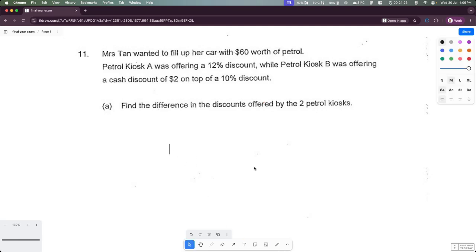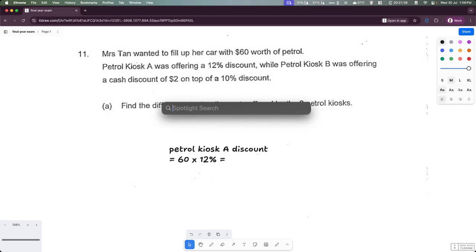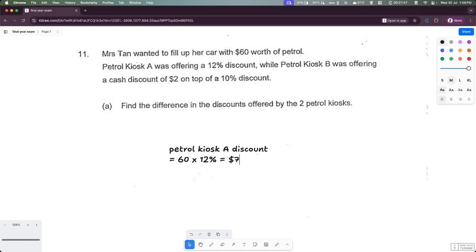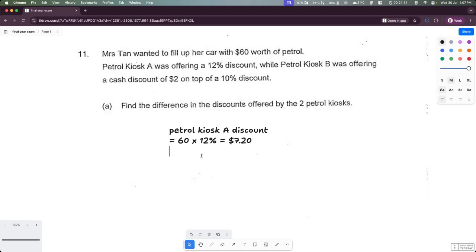Okay, so let's go with petrol kiosk A. The discount is equal to $60 times 12%. So let's use the calculator. 60 multiplied by 12% will give us $7.20. So that's petrol kiosk A's discount.